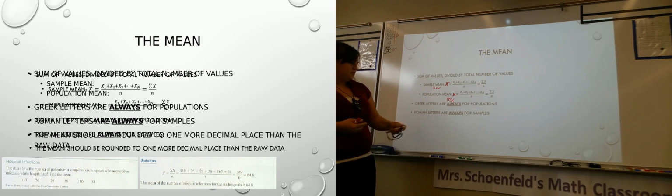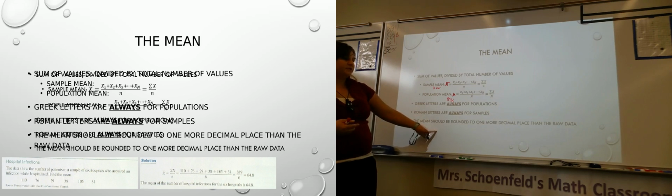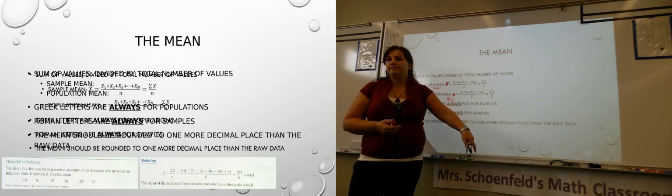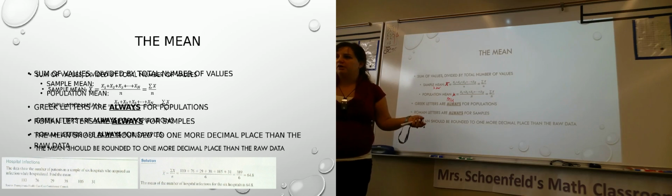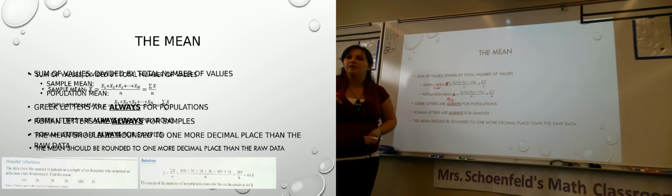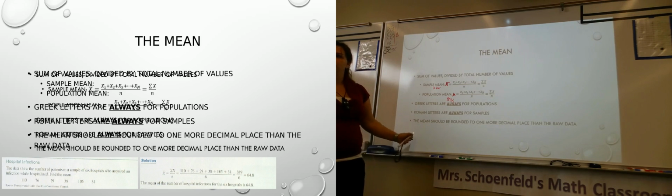The mean should be rounded to 1 more decimal place than the raw data. Even if it comes out to an even number, you should write something like 0.0. I'll show you in an example. Do 0.0, that way I know that you've actually taken it into mind.